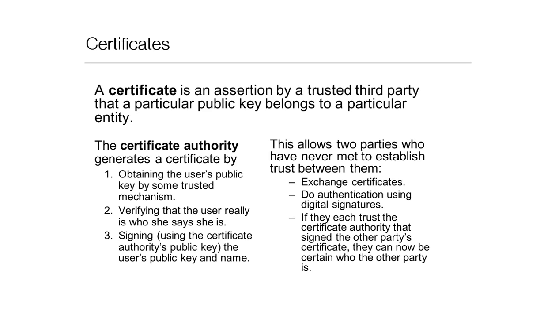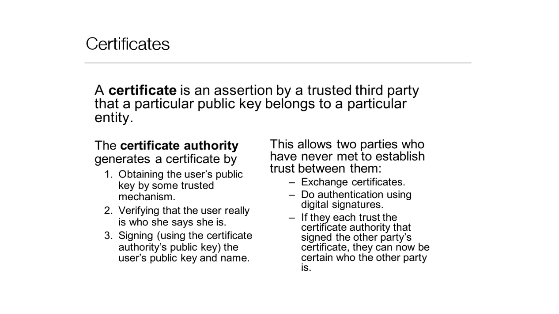So the certificate authority generates a certificate by obtaining the user's public key by some trusted mechanism, verifying that the user really is who she says she is, and signing using the certificate authority's private key, the user's public key, and the name. So these are the three points I mentioned.